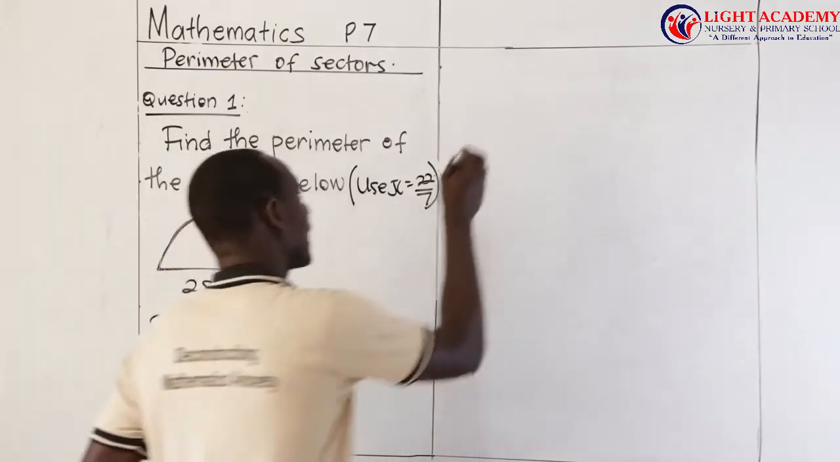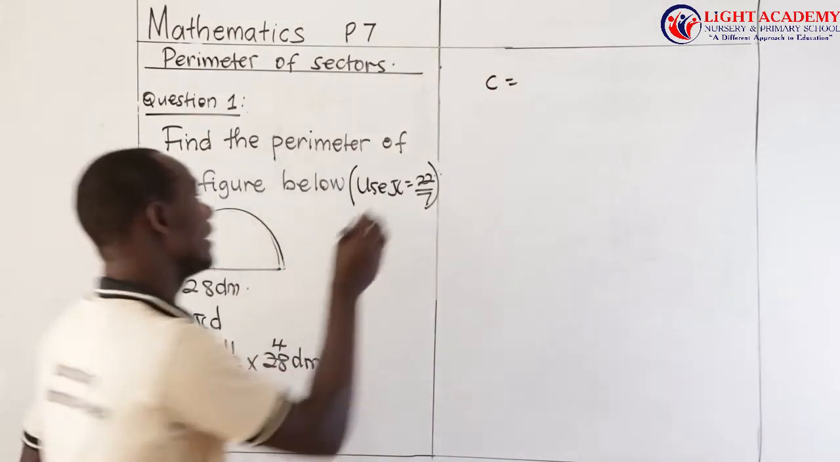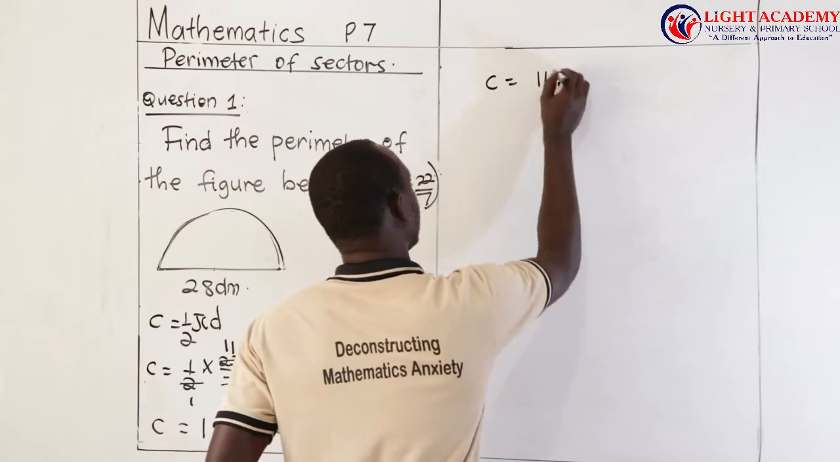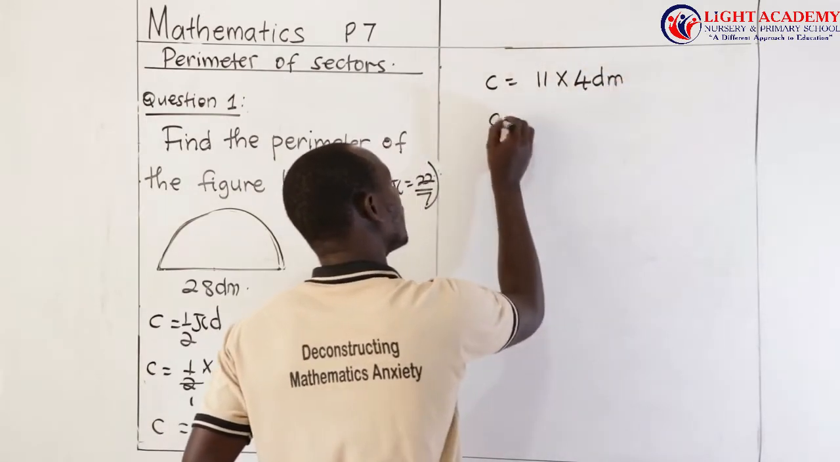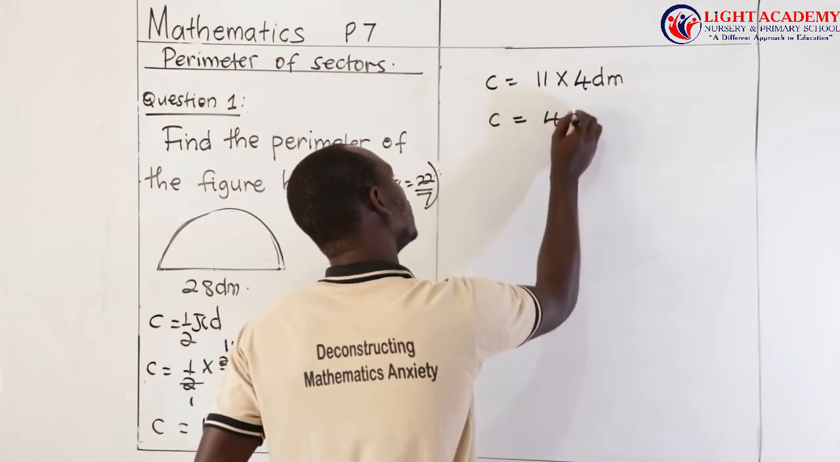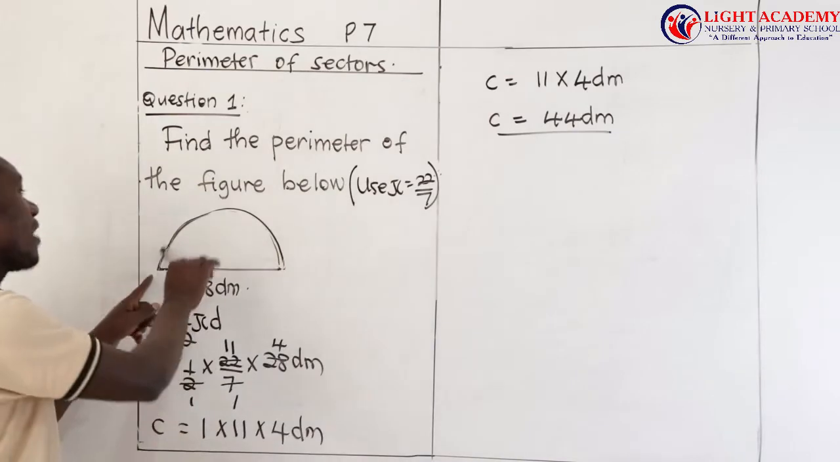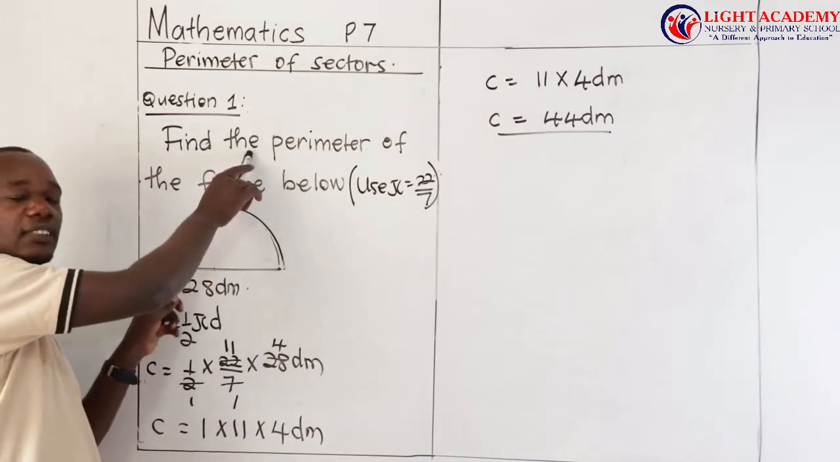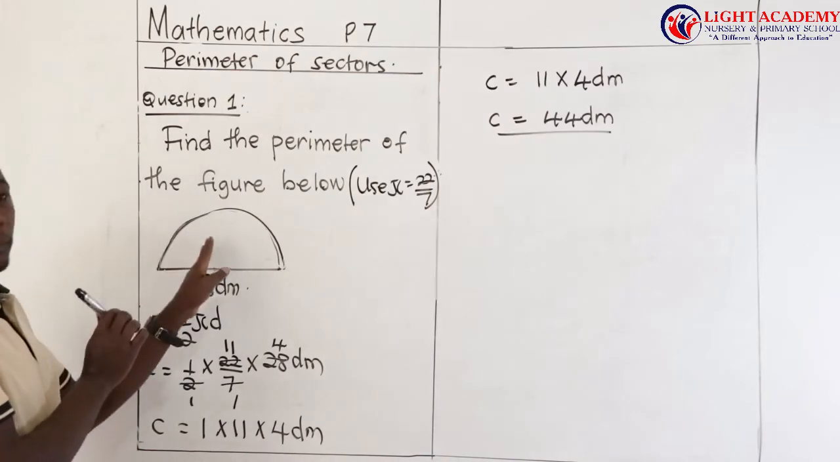So our circumference will be equal to 1 times 11 is 11, then times the 4 decimeters, and your circumference will be equal to 44 decimeters. Now that is the distance of the curved surface. But the question is asking for perimeter, which is the total distance around this figure. So now how do I get perimeter?